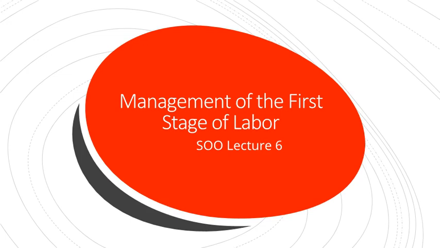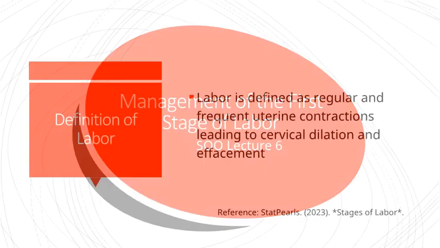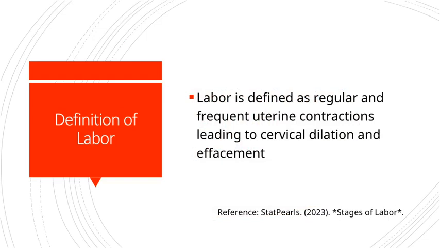Welcome to today's lecture on managing the first stage of labor. We will explore definitions, stages, monitoring techniques, and management strategies to ensure the best outcomes for both mother and baby. Labor is characterized by regular uterine contractions that lead to cervical change and effacement. Understanding this definition is crucial to guide appropriate management.